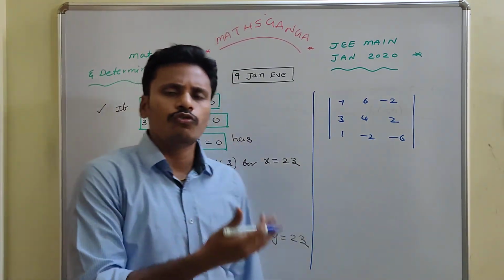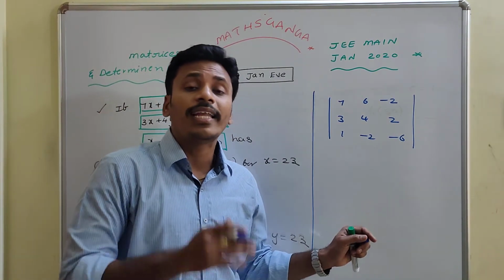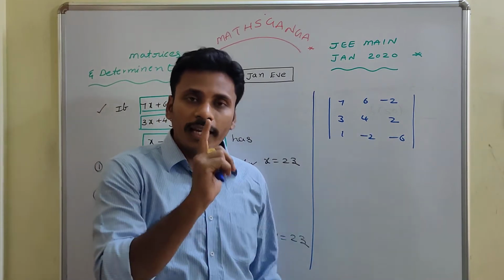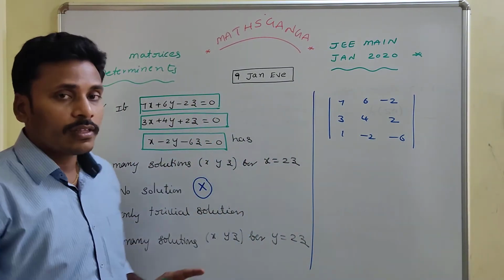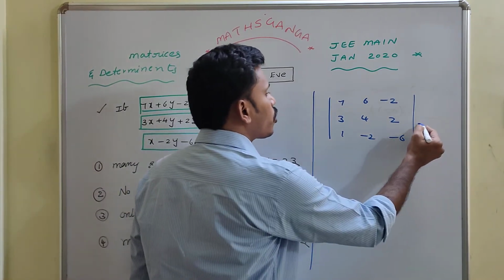So you can go with the usual procedure, no problem. See, if this determinant is 0, it has infinite solutions. If this determinant is not equal to 0, it has only the trivial solution. That's our case. See, if you find this determinant, I am not doing it now, you just do it as usual.